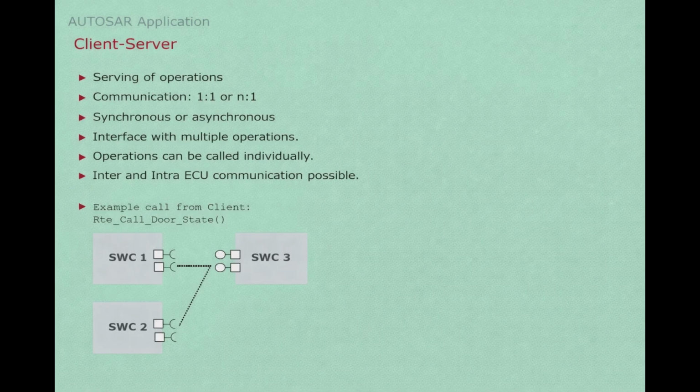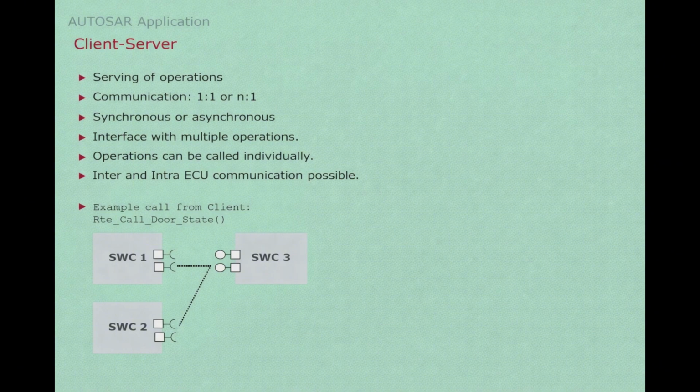How do they work? The way they work is you have a software component which acts as the server. In this case, it will look something like this. It will have such a circle-shaped port, a server port, and then you have software components which connect to the server in the form of clients. I can now request the server to do things, to perform operations.